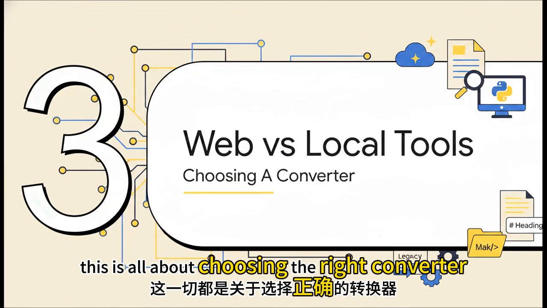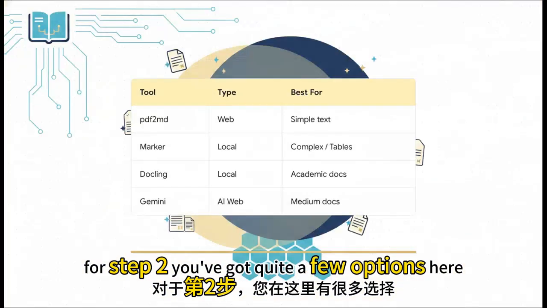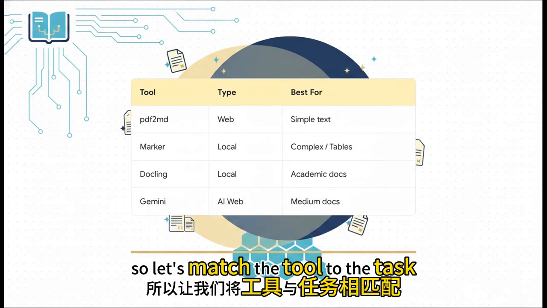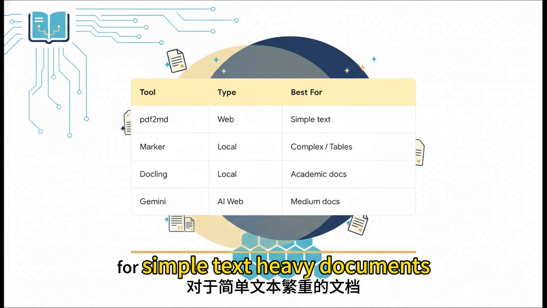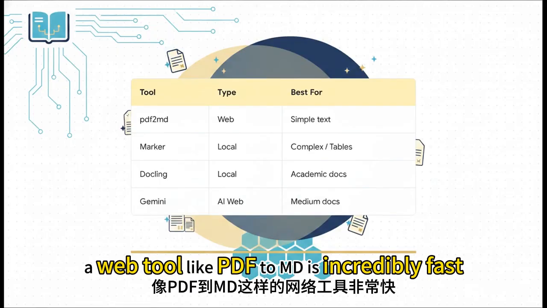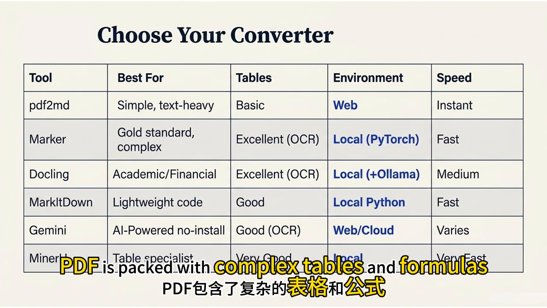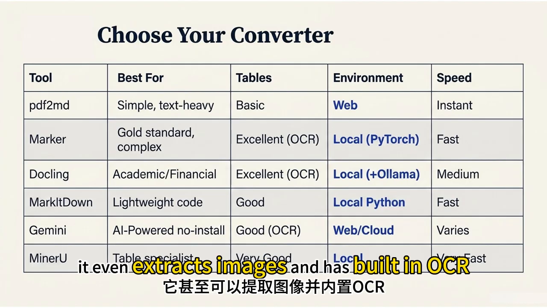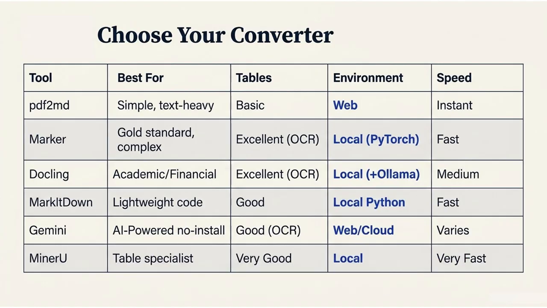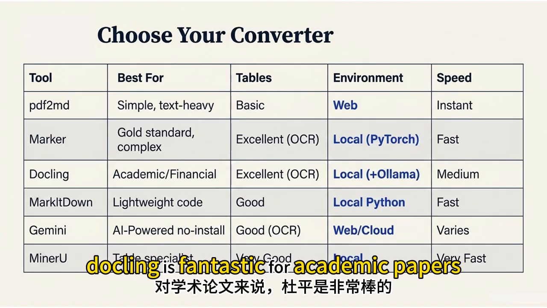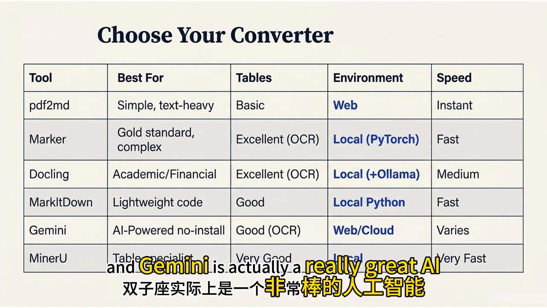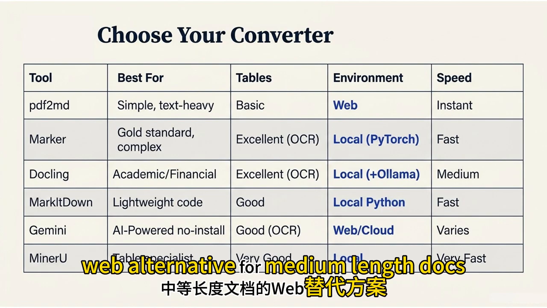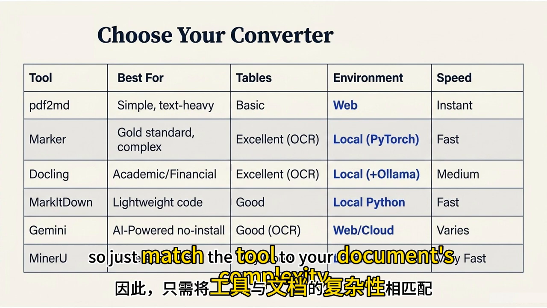Moving on to part 3, web versus local Python tools. This is all about choosing the right converter for step 2. You've got quite a few options here, so let's match the tool to the task. For simple text-heavy documents, a web tool like PDF-to-MD is incredibly fast. But if your PDF is packed with complex tables and formulas, you'll want the local Python script called Marker. It is the gold standard. It even extracts images and has built-in OCR. Docling is fantastic for academic papers, and Gemini is actually a really great AI web alternative for medium-length docs. So just match the tool to your document's complexity.